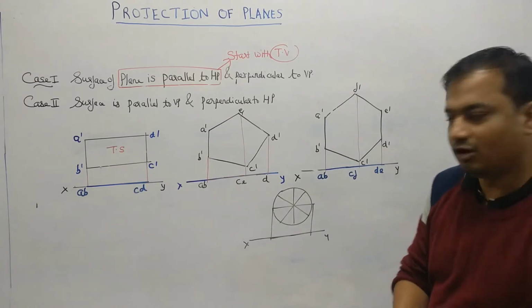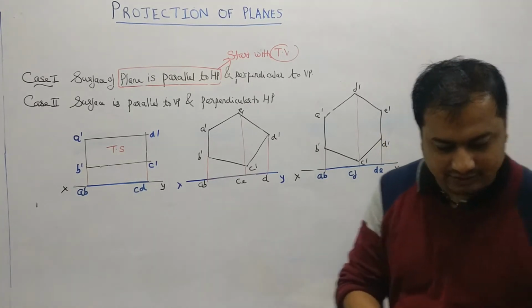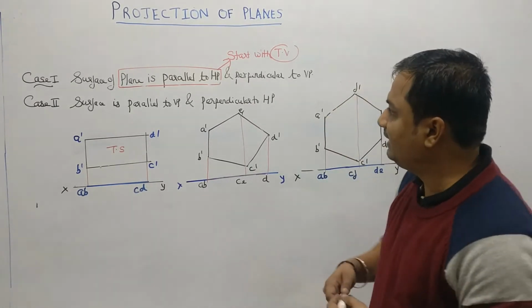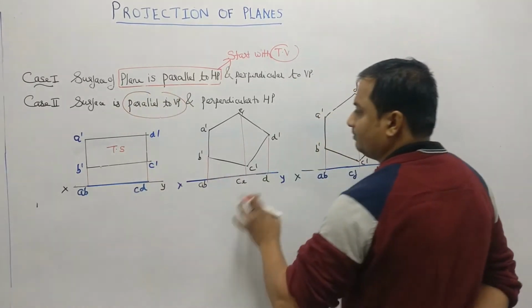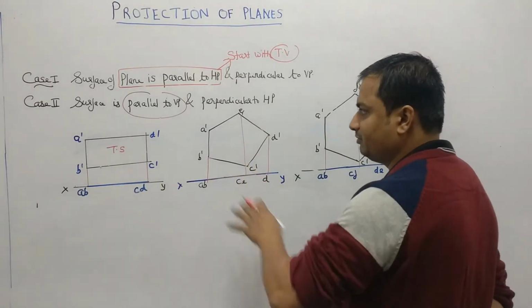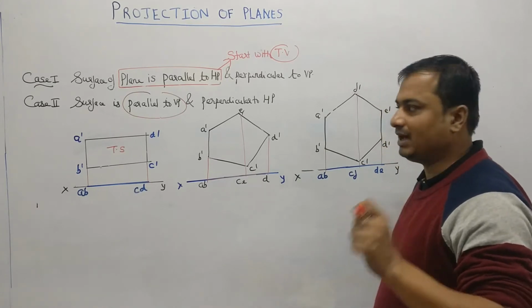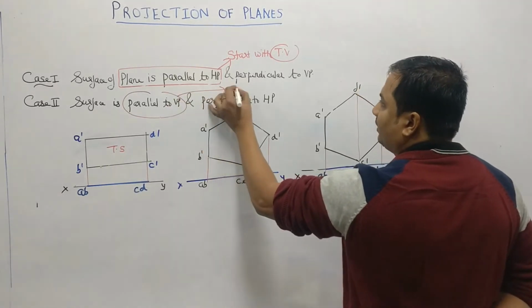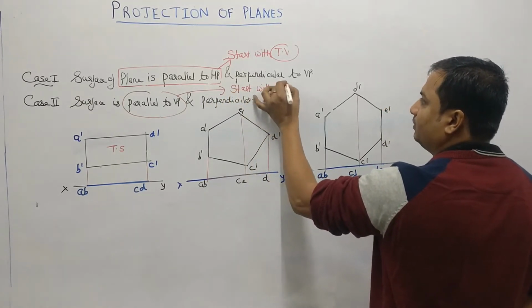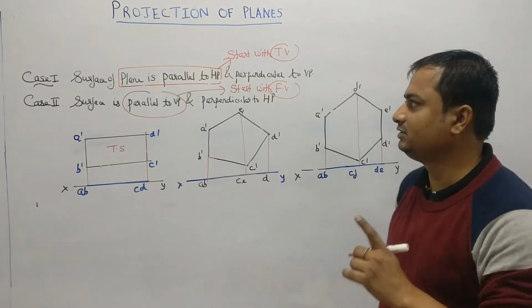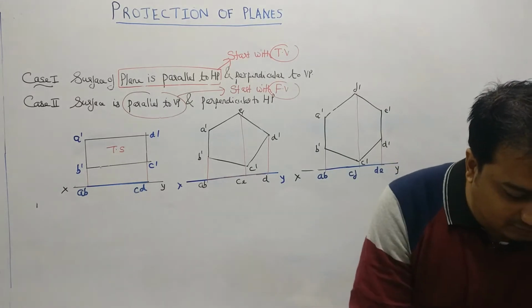So what is common here? The common thing, the conclusion we can say here. The point which I want to make clear is that if the plane is parallel to VP, as you can observe from the projection, first we have to draw the front view. If the plane is parallel to VP, start your drawing with the front view. So this is the second concept of this projection of plane.